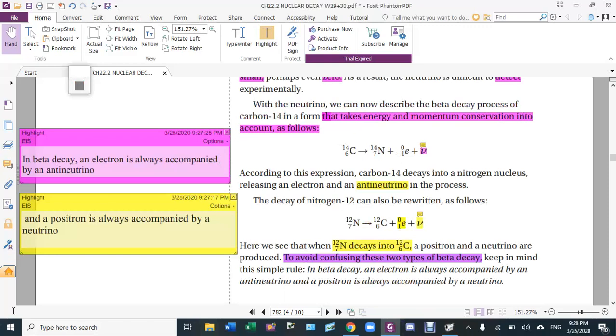Now, with the neutrino, we can describe the beta decay process of carbon-14 in this form: carbon produces nitrogen plus an electron plus an antineutrino. Now, in beta decay we can say an electron is always accompanied by an antineutrino, and a positron is always accompanied by a neutrino.